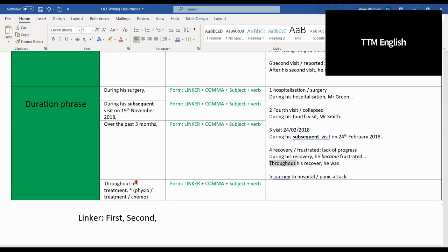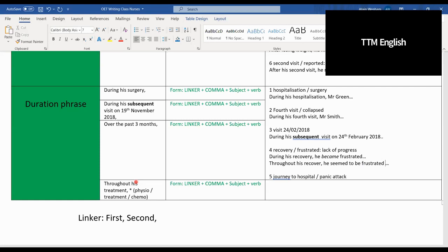Throughout means that inside that time, all of the time, I would say. Don't use became. Throughout his recovery, he seemed to be frustrated. Yeah, there you go. Or he was frustrated, yeah. But we don't want to use become with throughout. Right. Okay, frustrated. Can't spell that.